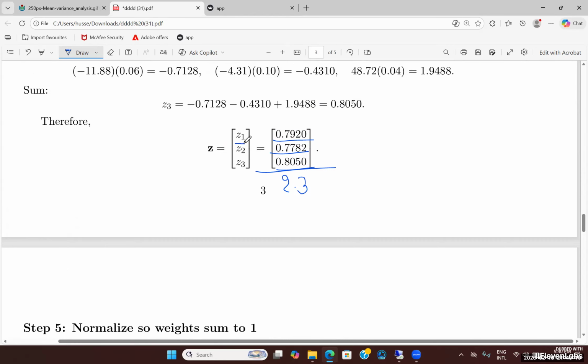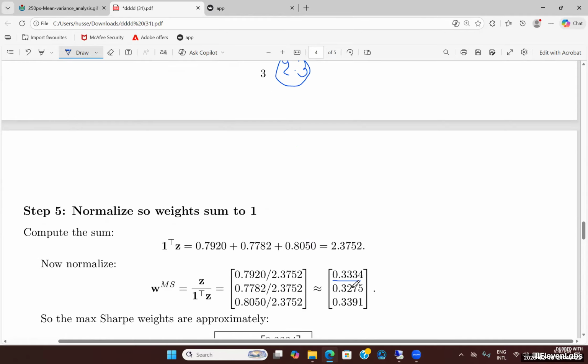So Z1 is for the first asset, the second asset is also here, and then the third asset. To determine the precise weight, we first need to standardize and then calculate its proportion. For example, if you divide this specific value by the overall total amount, you'll obtain 0.33, and similarly for all other assets. Consequently, the entire sum of these proportions will equal 1.